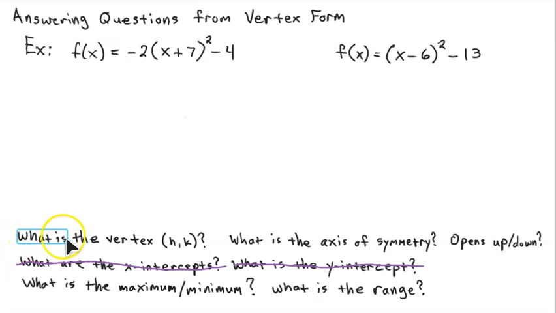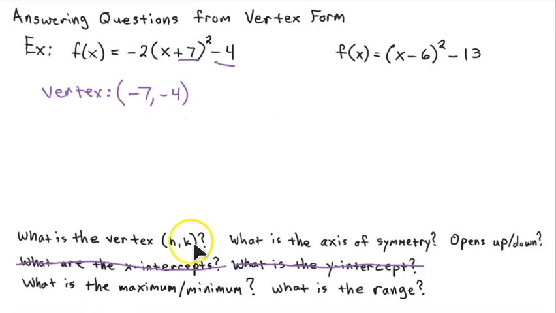So first question is, what is the vertex? Well, we know that the vertex is based on h here and k here. And we know that h is the opposite of this x plus 7. It's going to be the opposite of plus 7. So the vertex is going to be at -7, okay? And then the k is whatever you see, which is -4. So it's (-7, -4) is the vertex, okay?